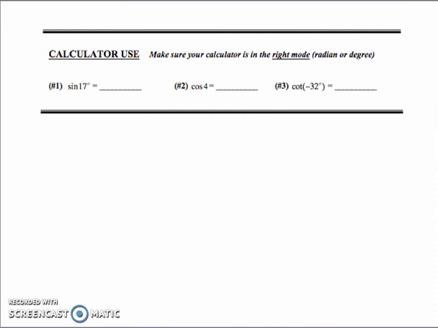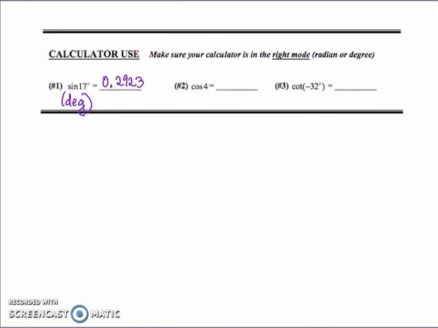So obviously, in example 1, if we're trying to find the sine of 17 degrees, we want our calculator to be in degree mode because that is the given measure. And once you're in the right mode, you just hit sine 17, enter. The sine of 17 degrees is 0.2923.